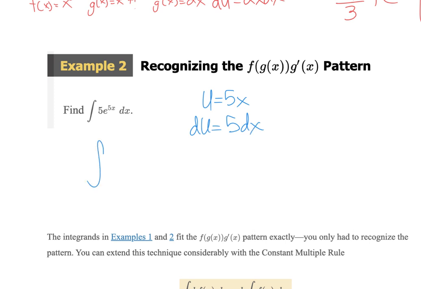So I'm going to rewrite this. I've got e to the u, and then my 5 and dx together give me the du. So this is e to the u plus c. So that's e to the 5x plus c.